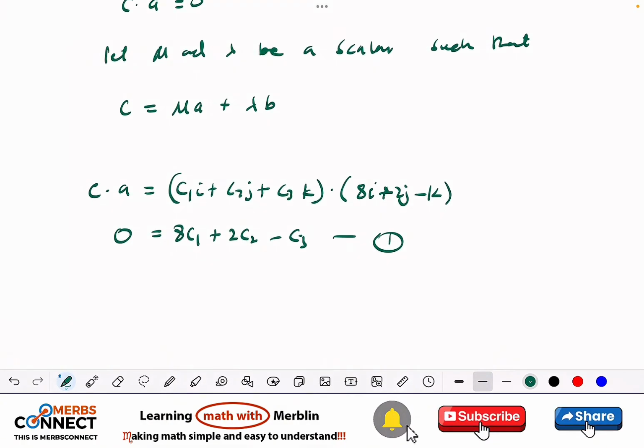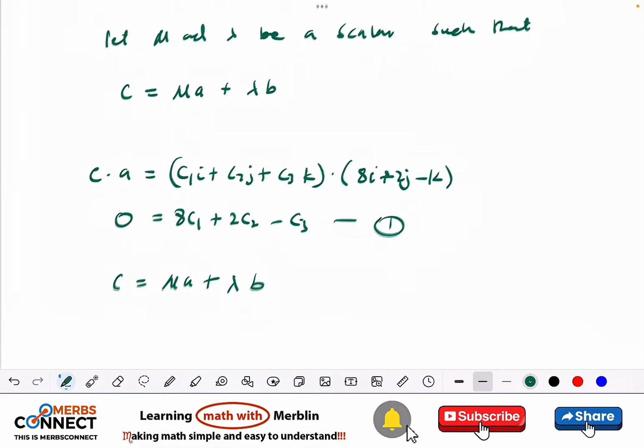Then equation 2 is saying that C should be equal to, what should C be equal to? C should be equal to mu of A plus lambda of B.